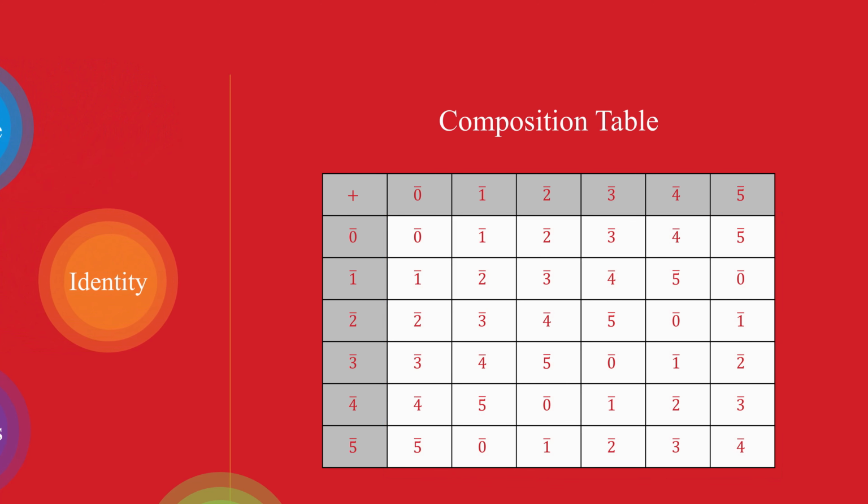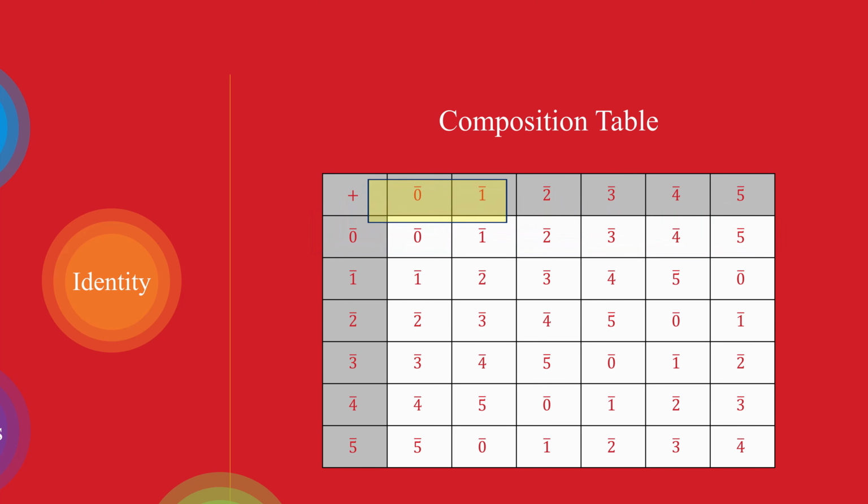The next condition is the existence of identity element. We can see there is one row which is same as the row header, and there is one column which is same as the column header. It is this one. So the row 0 corresponds to the column header. That means that 0 plus 0 is 0, 0 plus 1 is 1, 0 plus 2 is 2, 0 plus 3 is 3, 0 plus 4 is 4, 0 plus 5 is 5. Meaning that if you add by 0 from the left, it doesn't make a difference.